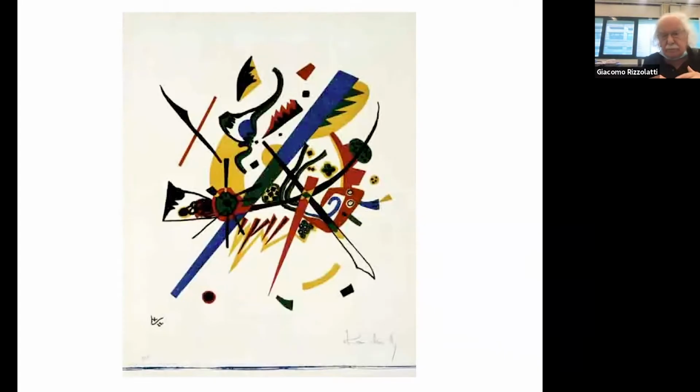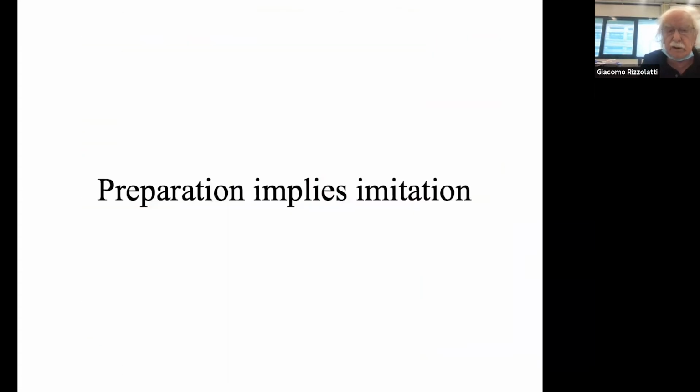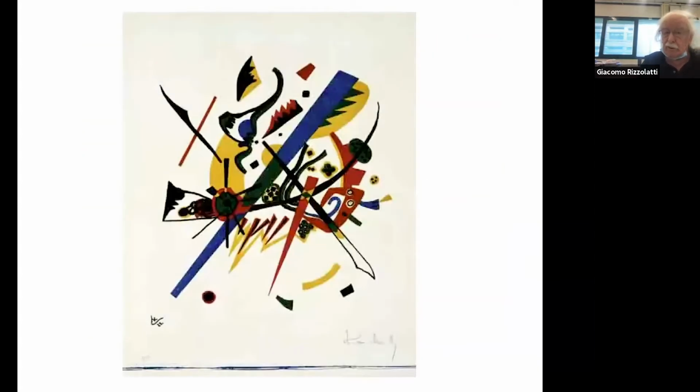So you see, it's progressive stuff. You don't start doing something strange like that if you are not really able to control painting. This is true also today.